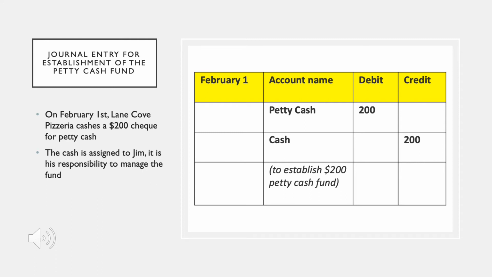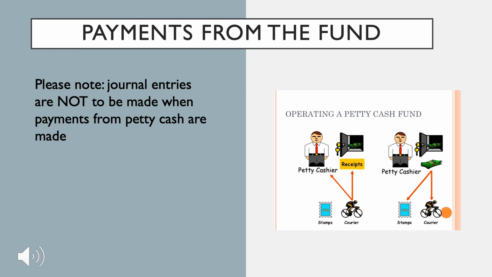Notice there is no change in total assets yet, as no expenses have occurred outside of the business. Following the establishment of the fund, some may believe that we make journal entries when payments from petty cash are made. However, simply no records are created when these small purchases are made. This is an important note to remember.